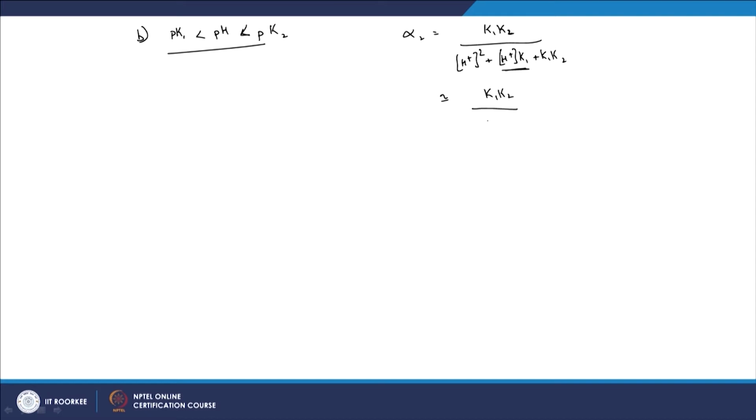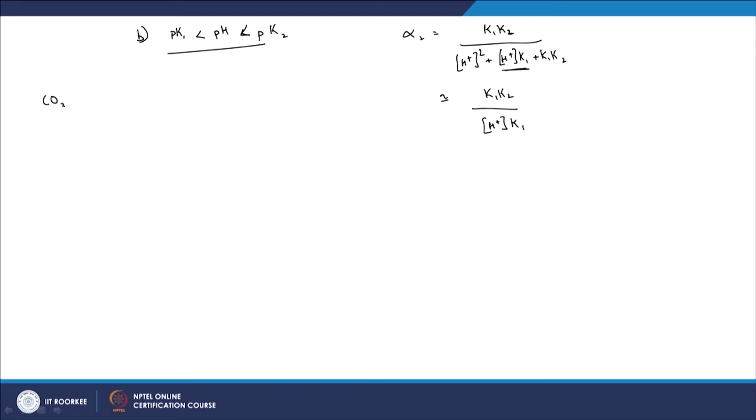So the next aspect is part B, when the pH is between pKa1 and pKa2. So in this case what will alpha 2 turn out to be? We know alpha 2 was equal to K1 K2 by H plus square plus H plus into K1 plus K1 K2. So in this particular scenario alpha 2 is going to be equal to K1 K2 by, so which term is going to predominate? Obviously H plus into K1. So plugging this into that relevant equation and so on.